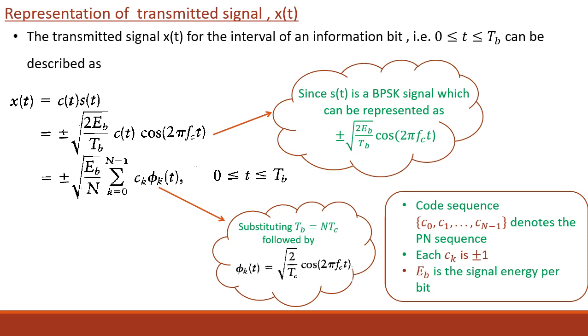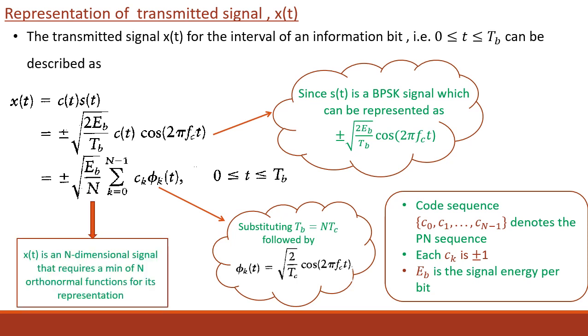So we know that c of t is made up of a code sequence which contains c0 to cN minus 1, and each Ck, that is each element of the code sequence, is either plus 1 or minus 1, and here EB indicates the signal energy per bit. So the transmitted signal x of t equal to c of t into s of t, we have the relationship plus or minus root of EB by capital N, summation k going from 0 to N minus 1, Ck into phi k of t.